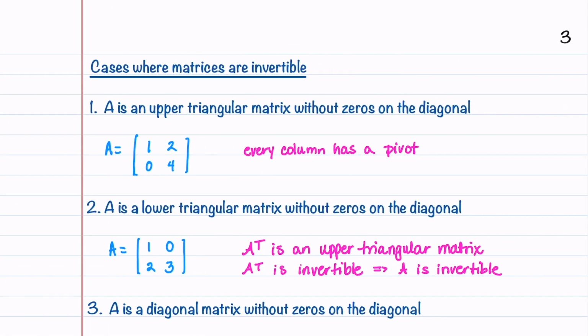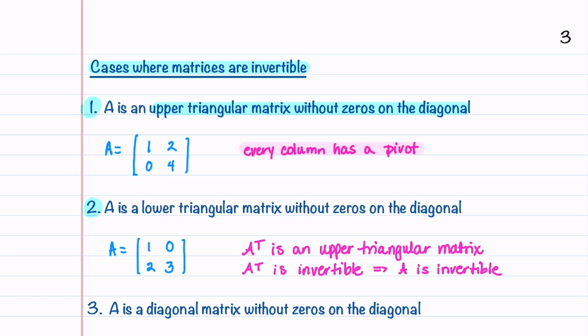To make it easier to determine if a matrix is invertible or not, I've classified certain matrices as either invertible or not invertible. Let's start by looking at cases where matrices are invertible. In the case where A is an upper triangular matrix without zeros on the diagonal, such as the one I've listed here as an example, we know that it's going to be invertible because every column has a pivot.